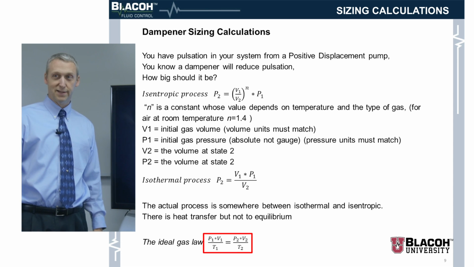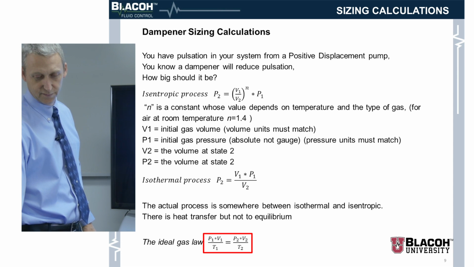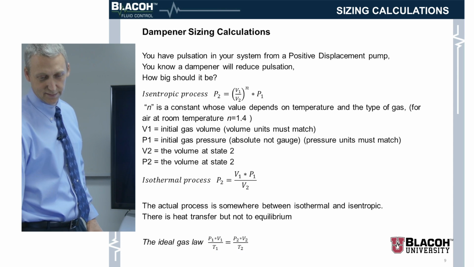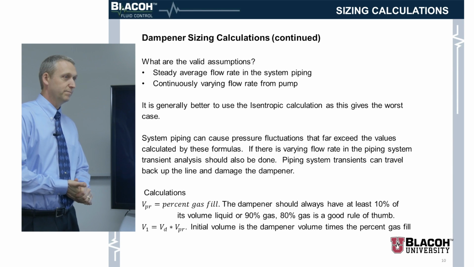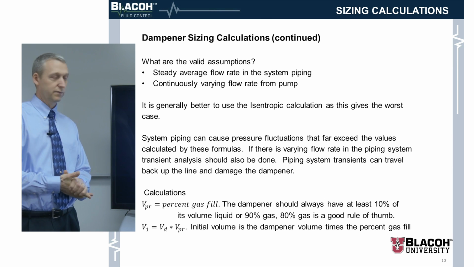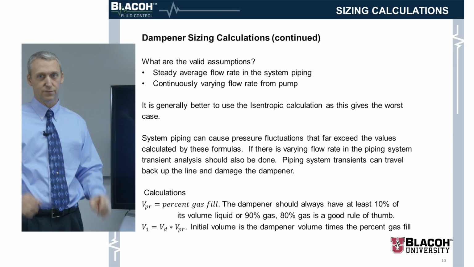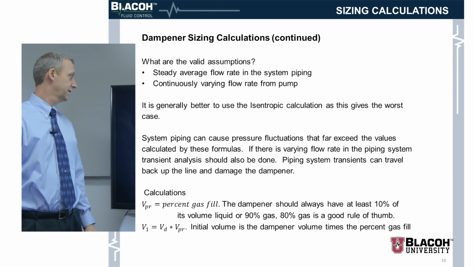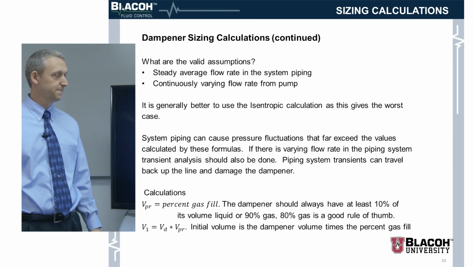Through the ideal gas law, you can use that too if you have temperature information, which generally is not available, but sometimes it is. So, okay, continue on here. Obviously, we've got to make assumptions. What are valid assumptions? We can assume a fairly steady flow rate in the piping system. If that is not true, then the formula won't give you the actual results. And then, of course, there's continuously varying flow rate from the pump.